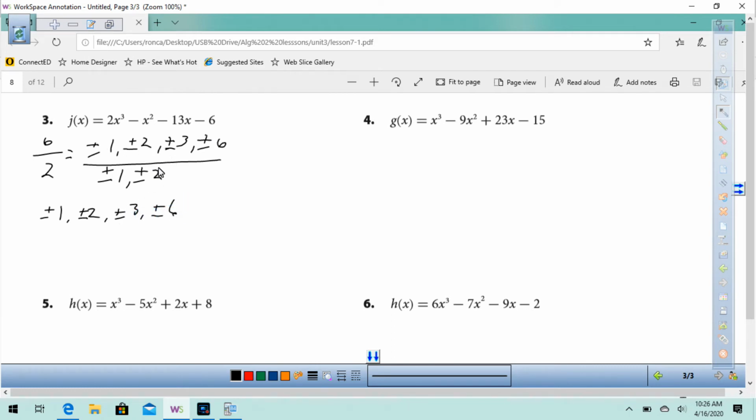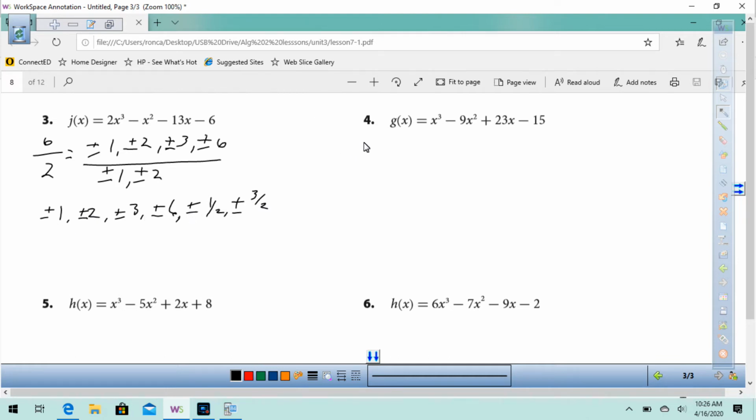Now you also have 1 over 2. That's going to be plus or minus 1/2. 2 over 2 is 1, I already have. 3 over 2, plus or minus 3/2. And then 6 over 1, I already have. 6 over 2 is 3, and I already have that. So now here are your factors.